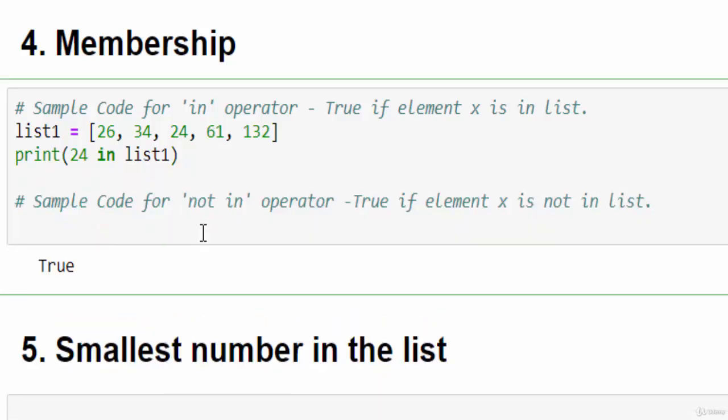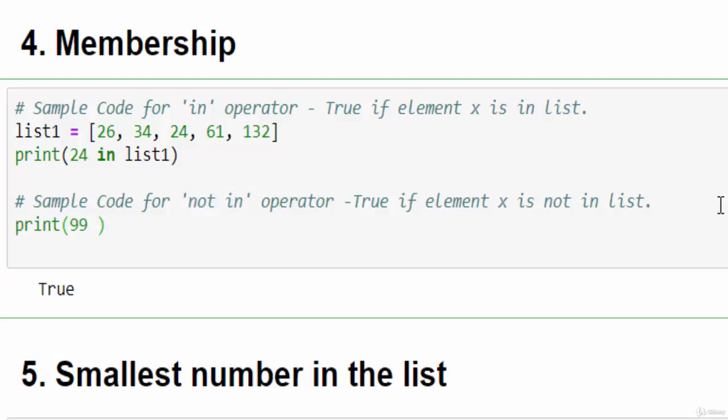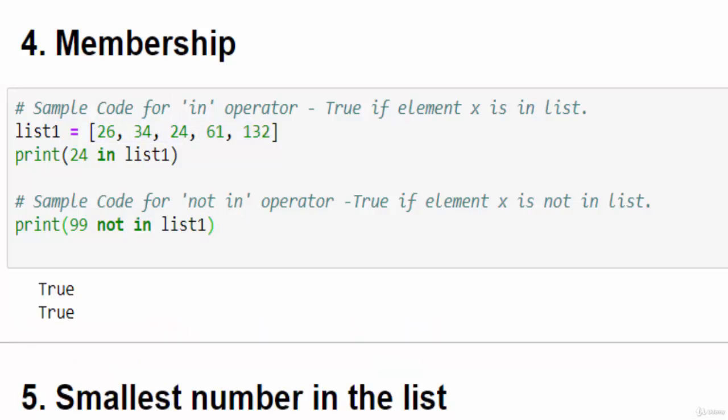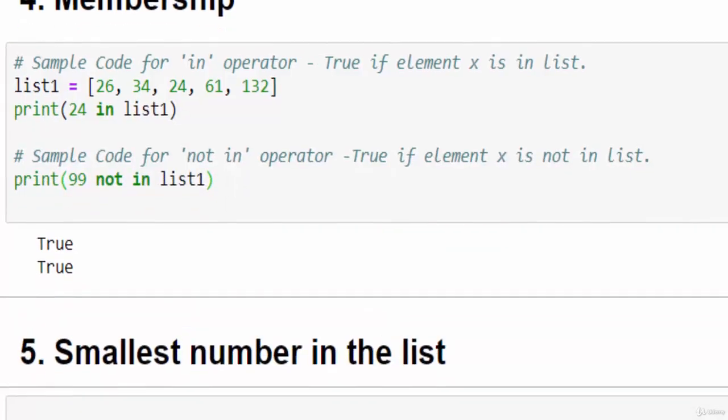And the next one is the same for not in. The not in will display true if the value is not available. Print 99 not in list 1. The 99 is not available, it will go and check. If the value is not available, you will get true. That's how membership operator will work.